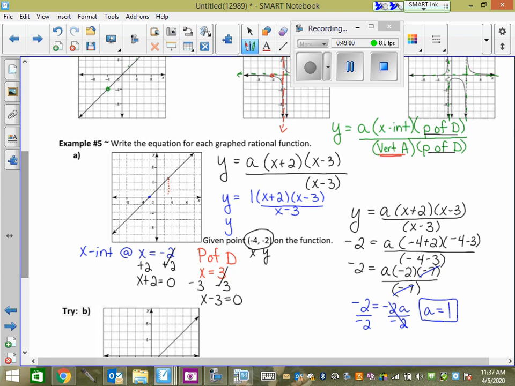And often they will FOIL factors. So we're going to get x squared minus 3x plus 2x minus 6 over x minus 3. And so my equation is going to be y equals x squared minus x minus 6 all over x minus 3.